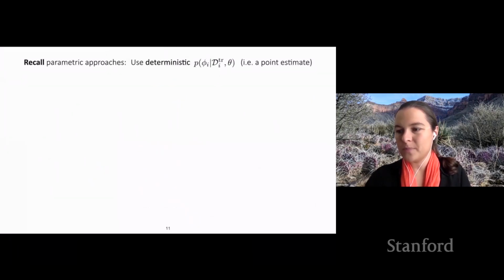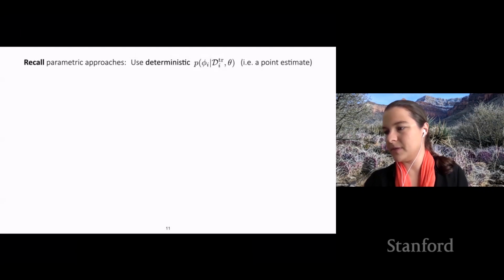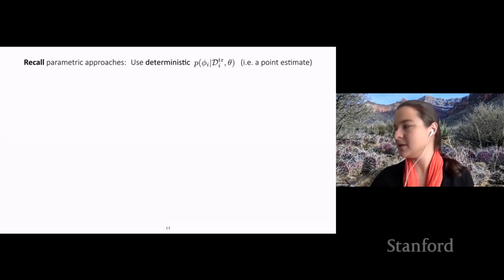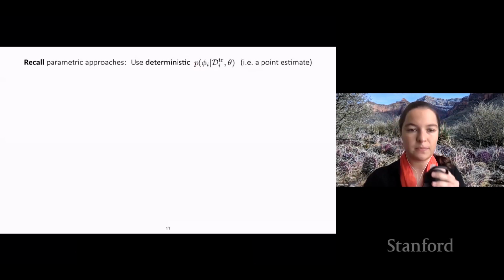Cool. So then there's our last bit of motivation. Recall that so far we've been basically inferring a set of parameters phi_i given a training data set and theta. And so far we've just been learning a function that outputs phi_i deterministically. It's essentially giving us a point estimate of this distribution.